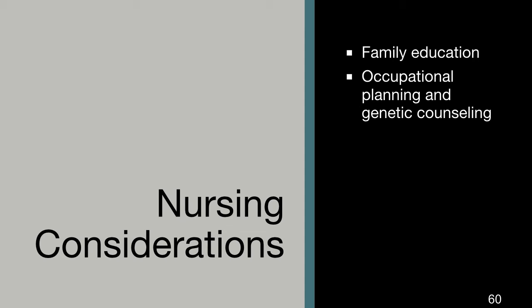Some of the nursing considerations include family education, occupational planning, and genetic counseling, because this is something that's passed on from generation to generation. The mother whose child I took care of in the NICU in Canada had a brother with osteogenesis imperfecta, and there were other relatives within the family, aunts and uncles, that also had OI. And just for general information, that little baby that was born at 24 weeks passed away in less than 24 hours.